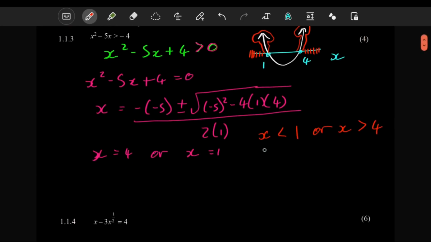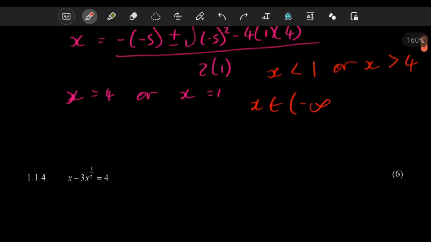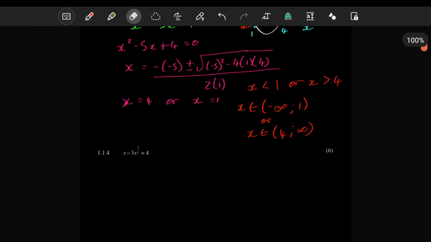Now another way you could have written it is, obviously you could have said x is an element of negative infinity all the way to 1, or x is an element of 4 all the way to positive infinity. So you can write it out like this, or you can write it out like what you have there in red. It is purely a choice, you see.